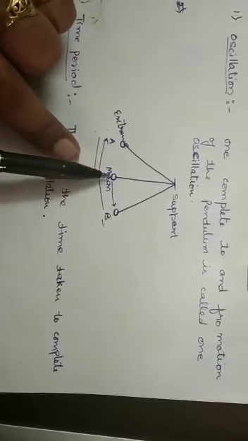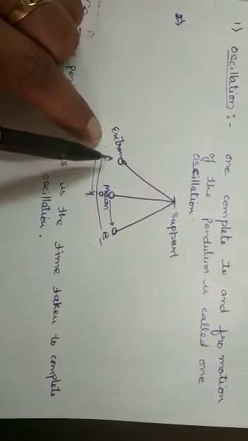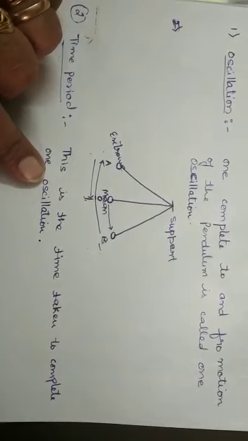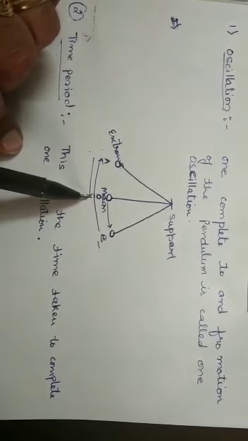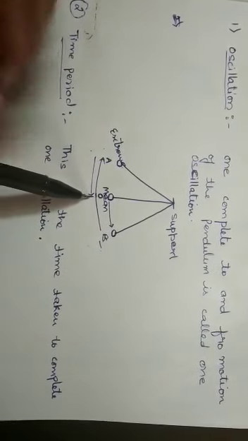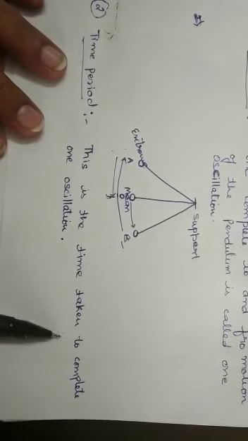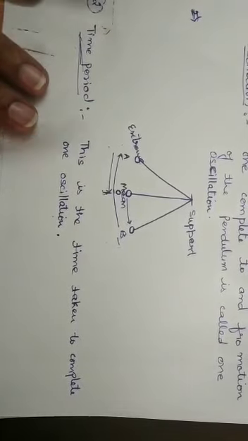Now what is time period? When this bob is moving from O to A to B and comes back to O, the time taken by this bob to come back to its original, that is mean position, is known as time period. I am coming to the definition now. This is the time taken to complete one oscillation. This is known as time period.